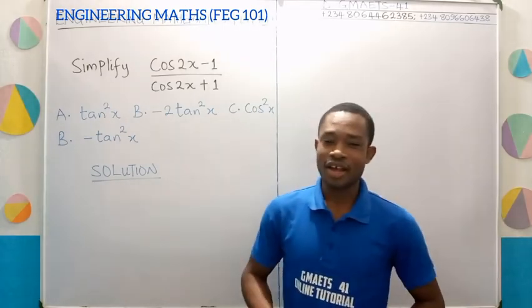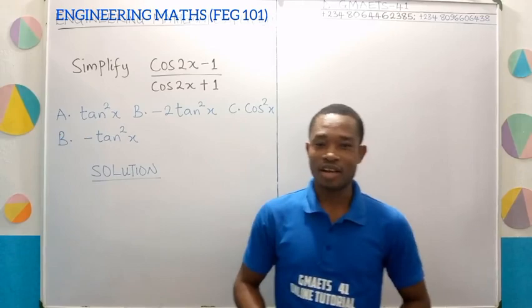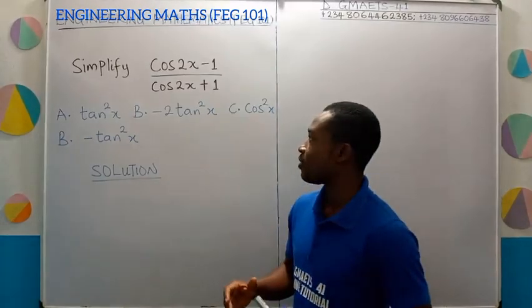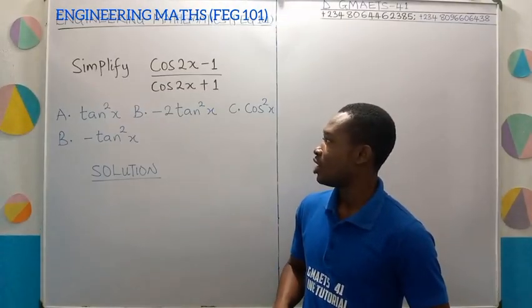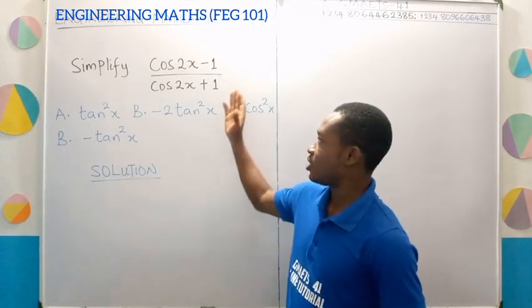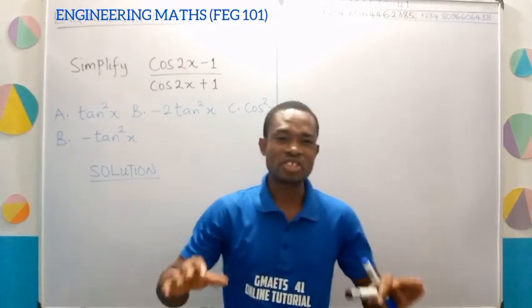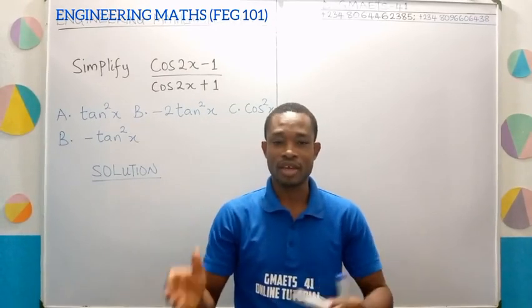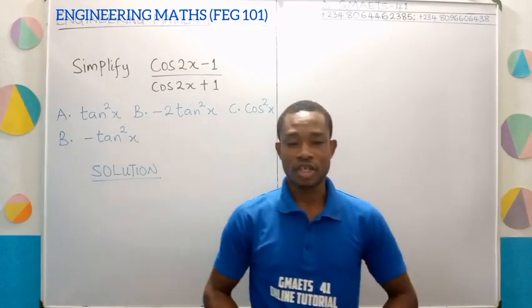In this video, I have this question I want to quickly solve. We are required to simplify cos 2x minus 1 all over cos 2x plus 1. A clear look at this question, you see clearly that it is a trigonometric identity problem, a question obtained from trigonometry.